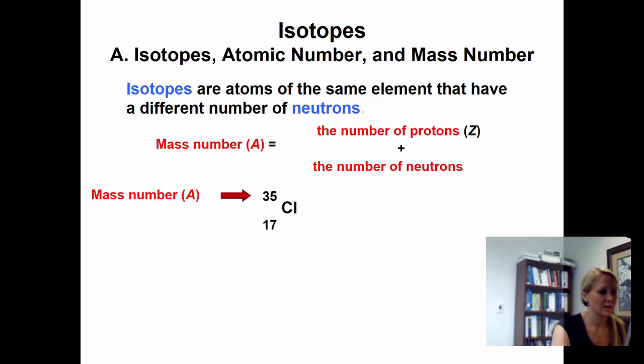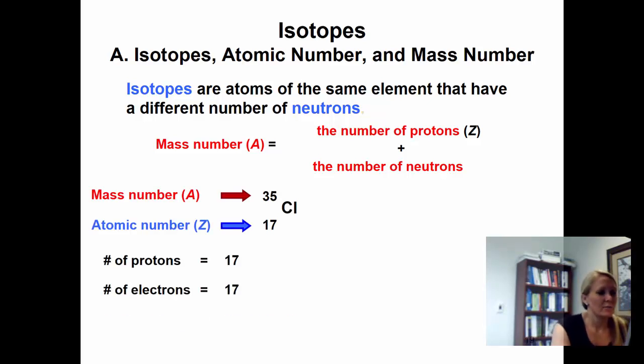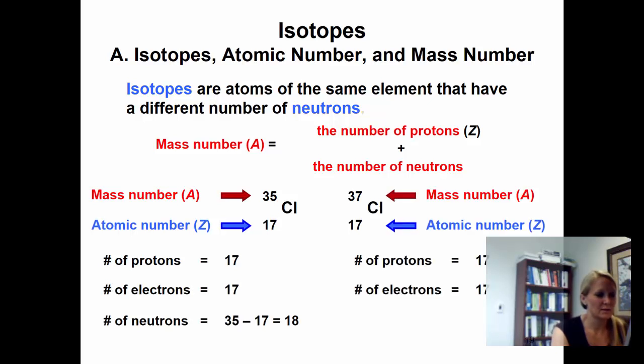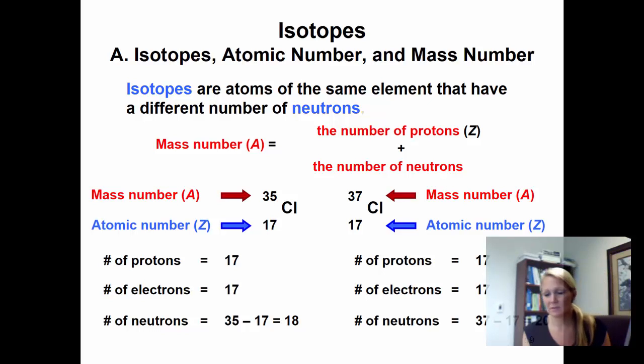Okay, so the mass number is equal to the number of protons plus the number of neutrons. So if you look here, this mass number, that's what that equals. You'll see an element written out this way with a number in the superscript and a number in the subscript. The subscript number is the atomic number, and that number always comes from the periodic table. Over here to the right, we have chlorine 37. So these two are isotopes.